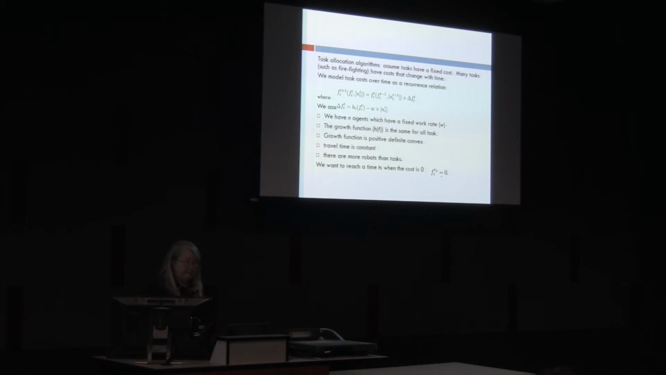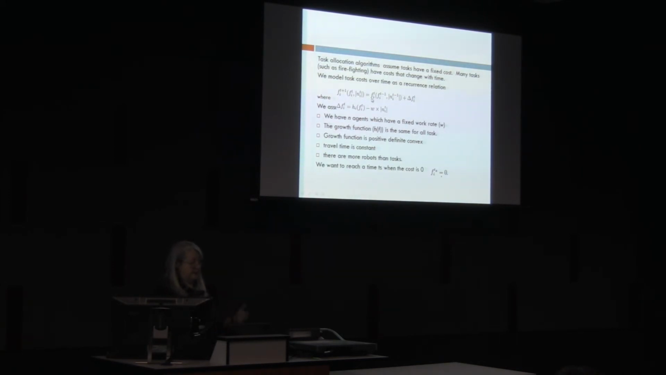So I'll give you a high-level idea of how the method works. What we do here is model the cost of the task as a recurrence relation over time. So the cost F for task i at time t plus 1 depends on the cost of the task at the previous time interval and the number of robots that are working on the task at time t.